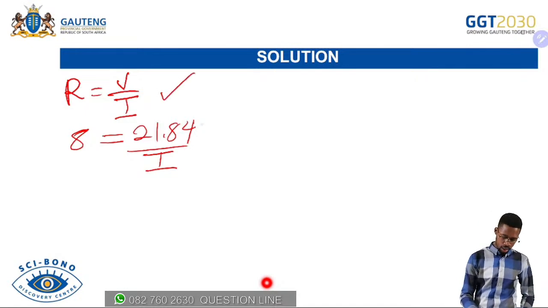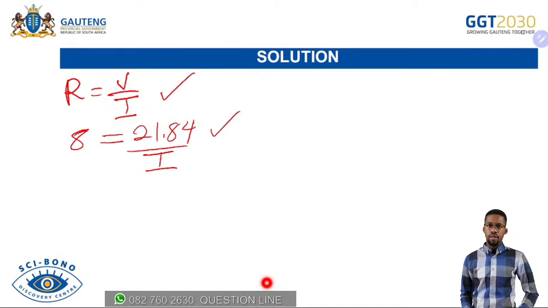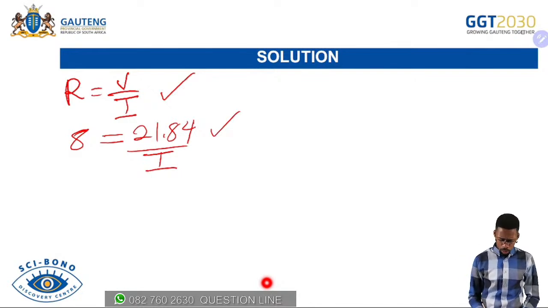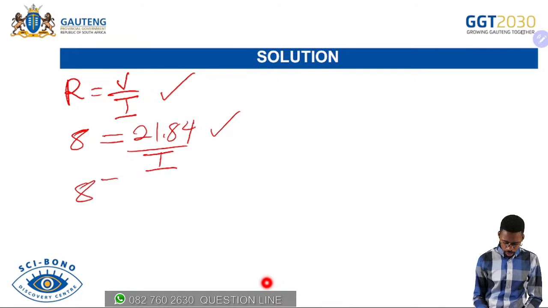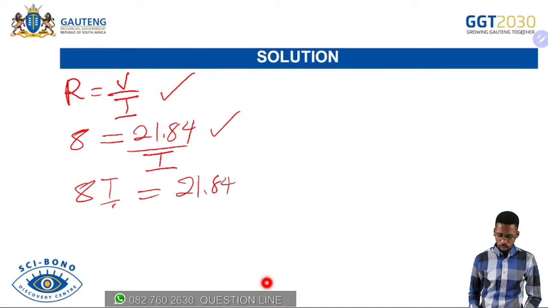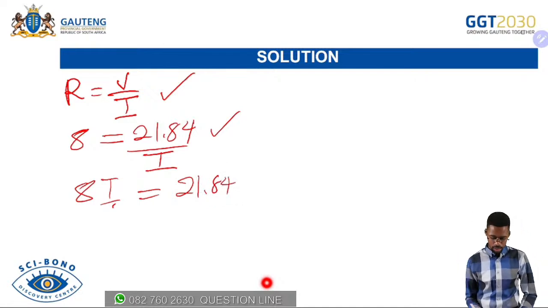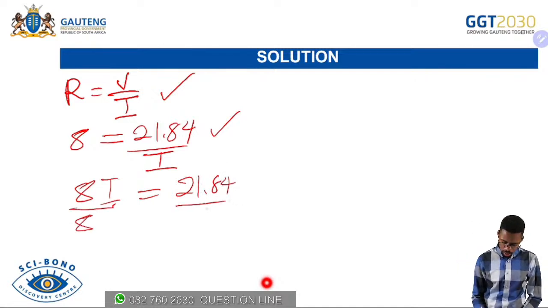So you have a mark, you have a mark. So you have 2 marks out of 3 marks. Then you transpose: divided by current, it's going to be multiplied by current, is equal to 21,84. So you solve for current. You divide both sides by 8.